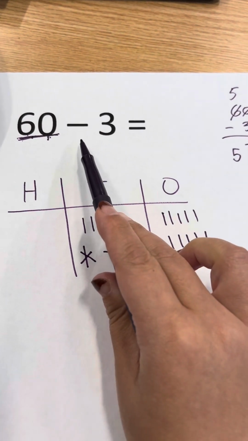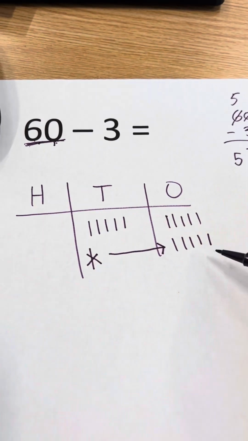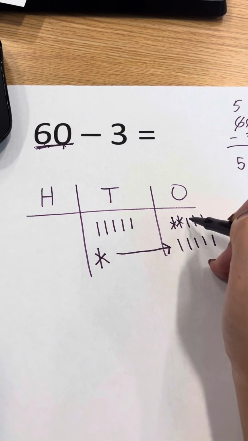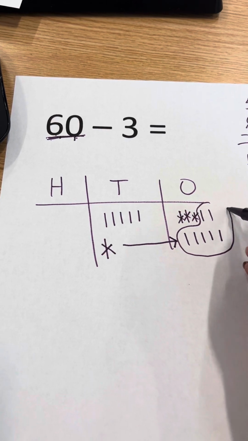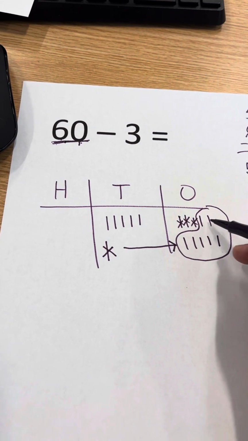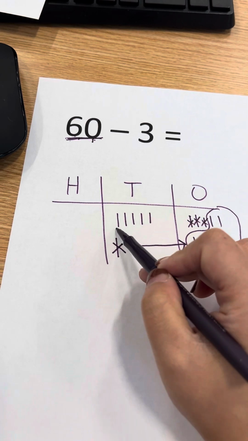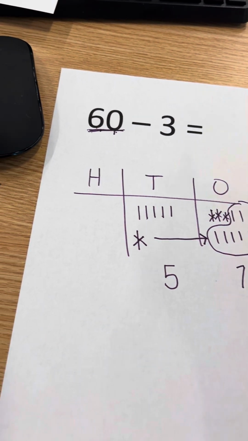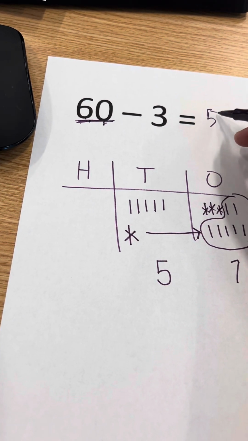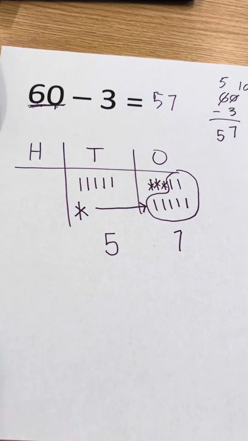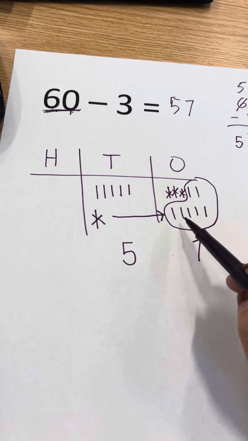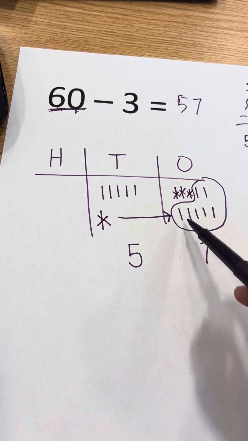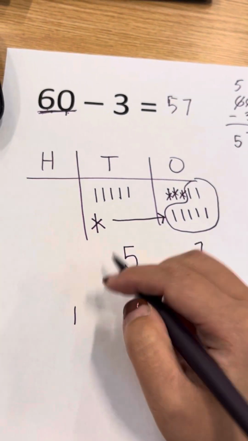Now let's go back. Can I take away 3 from my ones? And they're going to say yeah, because there's ones in it. So I'm going to cross out 3. 1, 2, 3. I like to circle what's left over. There are 5, 6, 7 left over, and there are 1, 2, 3, 4, 5 tens sticks. So the answer is 57.